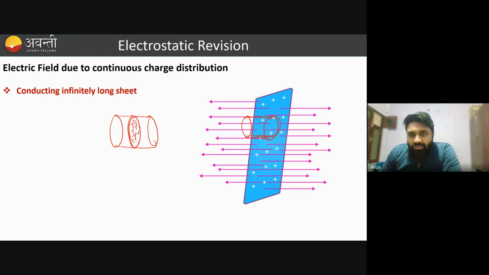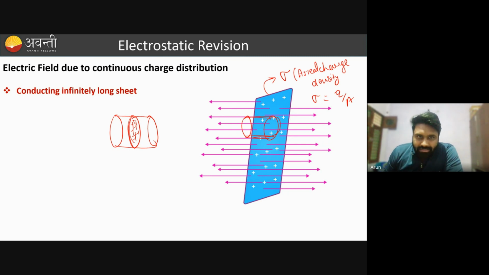Here in the case of a sheet, you have to take sigma. Sigma is the areal charge density, which is charge per unit area. So this much area has enclosed the charge, and the area is the same as the base area or top area of the cylinder. Let's say it is A.